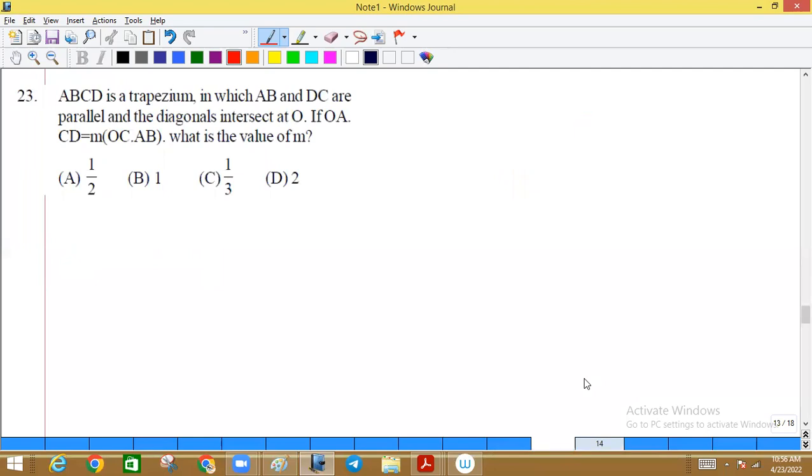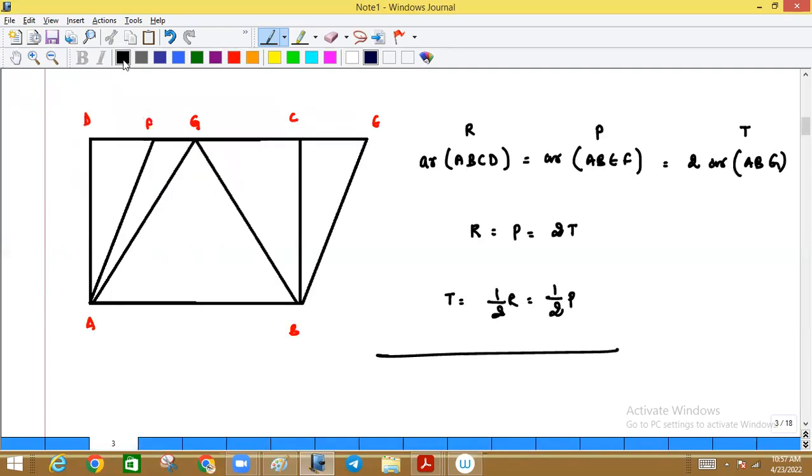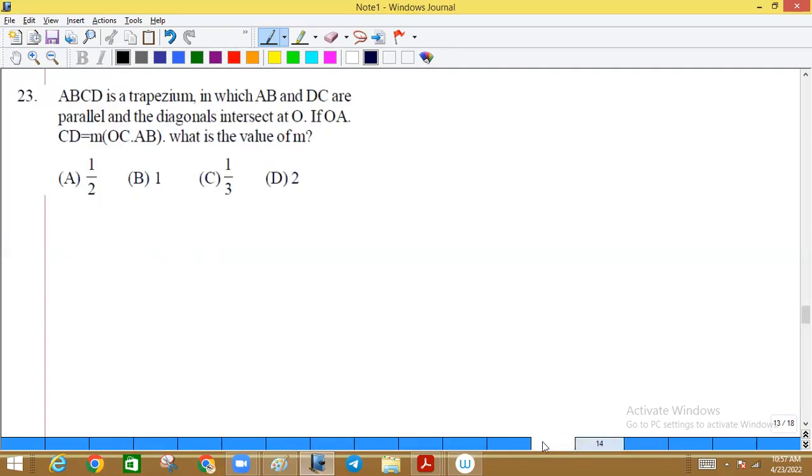ABCD is a trapezium in which AB and CD are the parallels and the diagonals intersect at O. If OA into CD is equal to M into OC into AB, I'll take a trapezium.